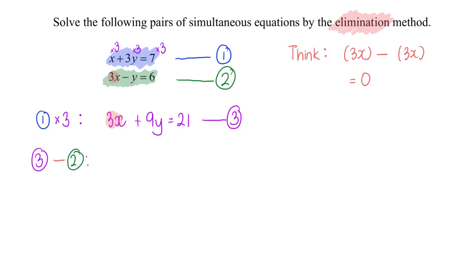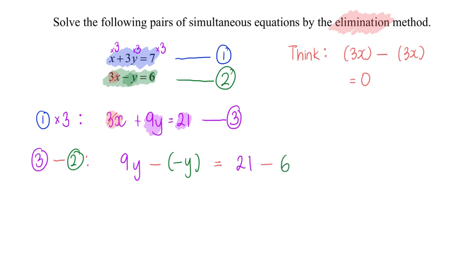So 3x minus 3x is 0, eliminated. So this one is eliminated, right? 9y minus negative y. This is something very important, you must take note. I have a positive 9y minusing a negative y. This is really important. This will be equals to, again, equation 3 is 21 minus away my 6. So you will see 21 minus 6.